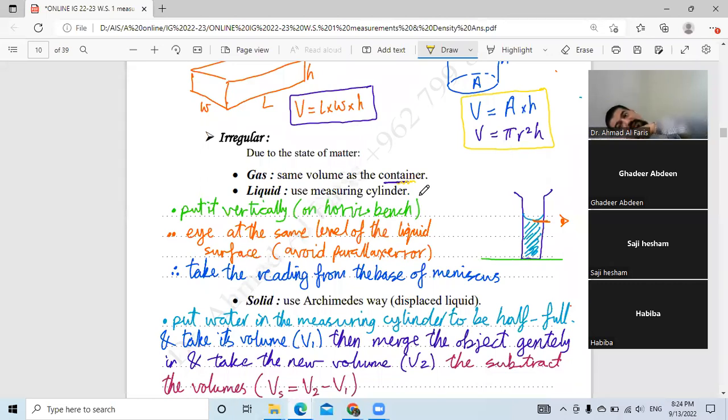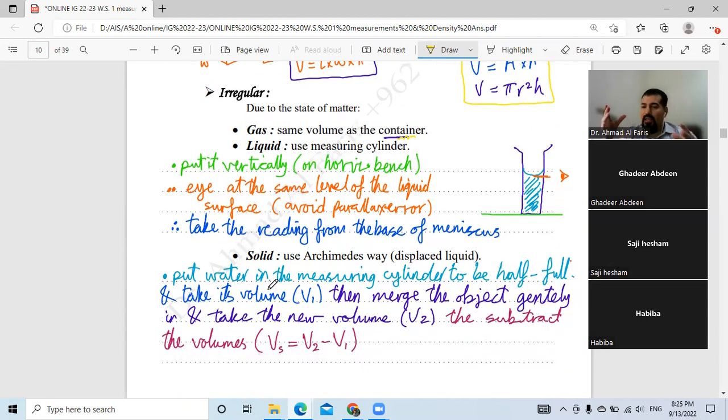I can't take the reading from any position, to avoid parallax error. I have to lower my body and my eye so my eye is at the same level as the surface of the liquid. Also, I have to take the reading from the base or the bottom of the meniscus. All liquids have a lower base in the meniscus, except mercury, it goes like this. So I'll take the reading from the top of it, which is also the base of the meniscus. Good, clear?